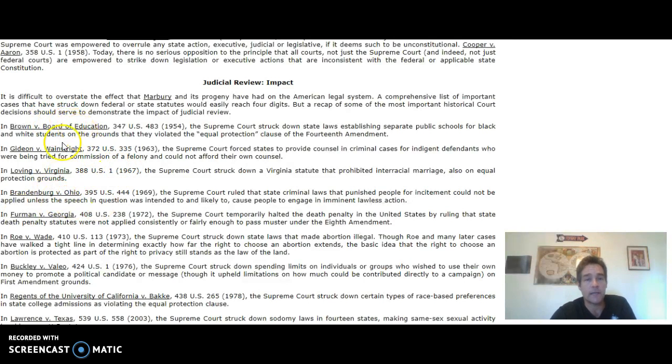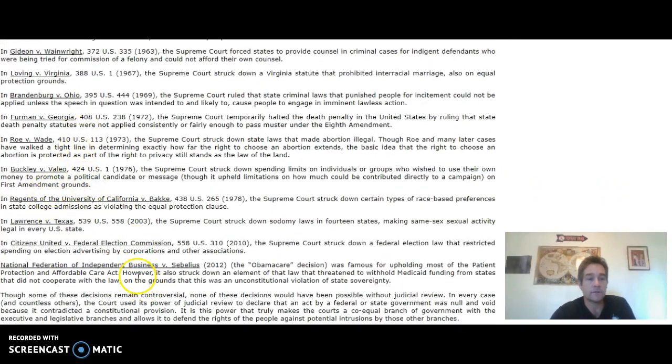Brown v. Board of Education, which led to the end of segregation in public schools. Gideon v. Wainwright, which affects your right to an attorney even if you can't afford one on your own. Loving versus Virginia, which ruled that laws against mixed racial marriages were unconstitutional. Anyways, all of these are super important.